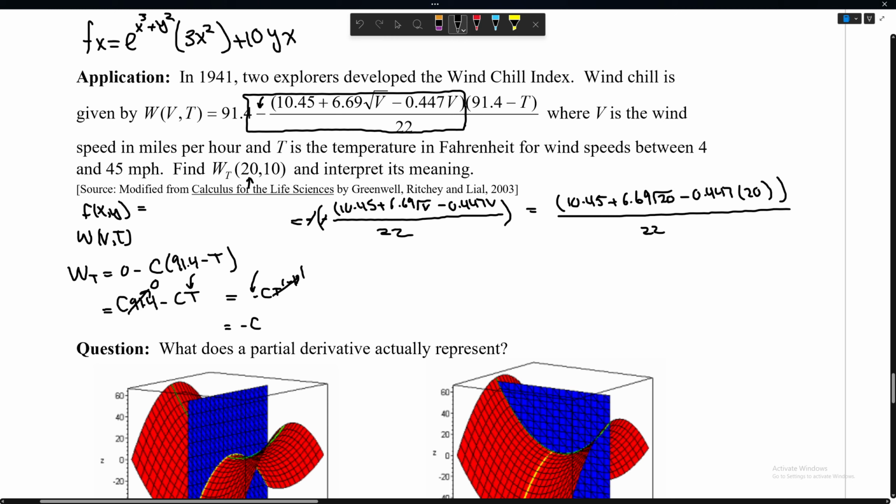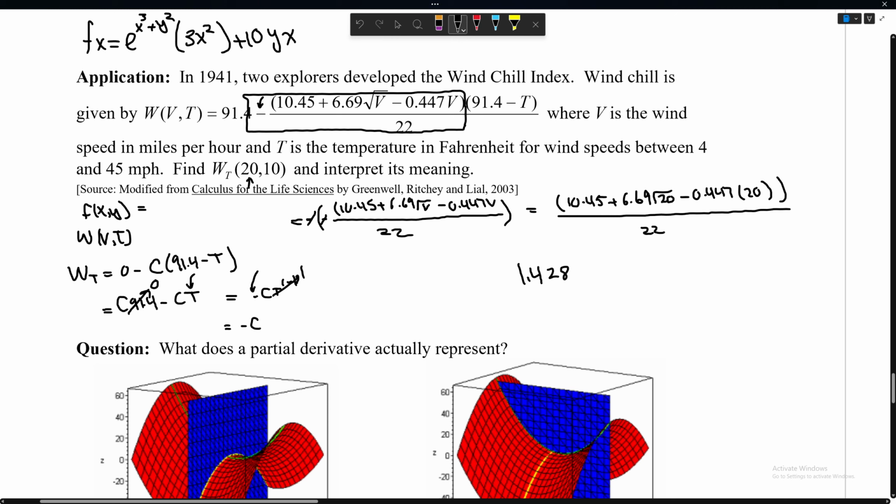And so if I plug this into my calculator, I'm just going to do it to confirm my answer with the prof, if I did my work right. I don't want to teach you guys false information. 10.45 plus 6.69 root 20 minus 0.447 times 20, all over 22. And I got 1.428. All right.